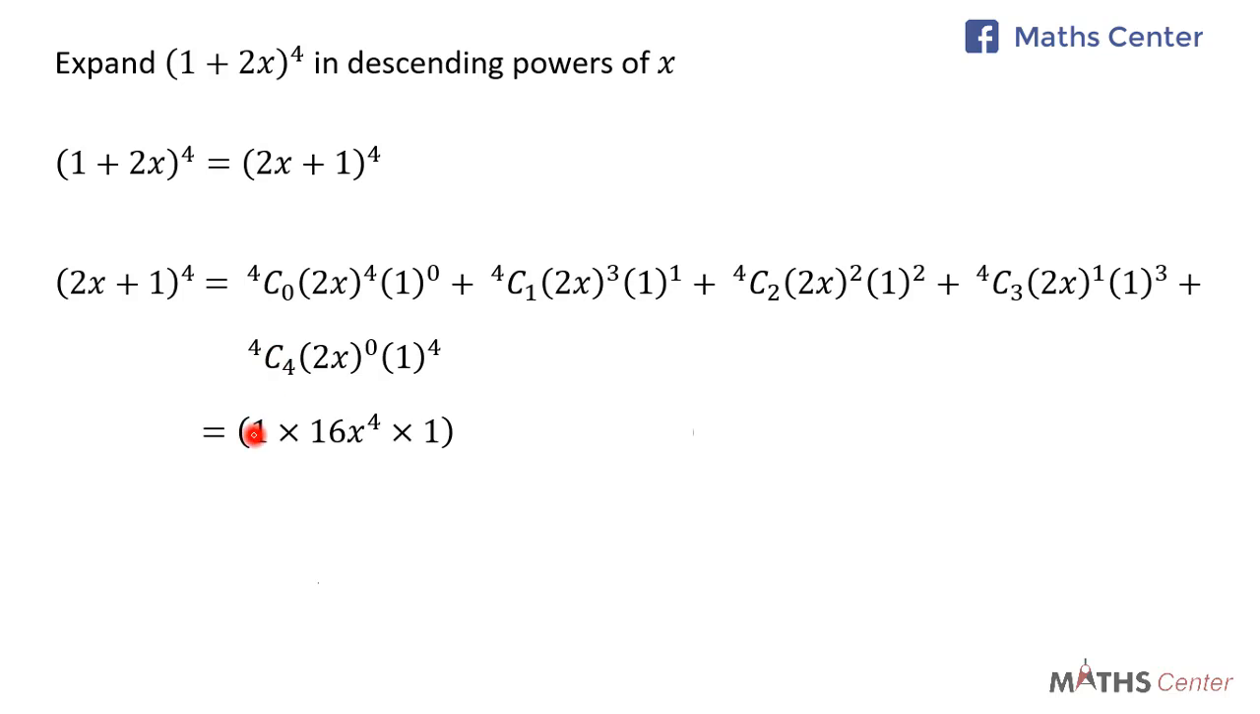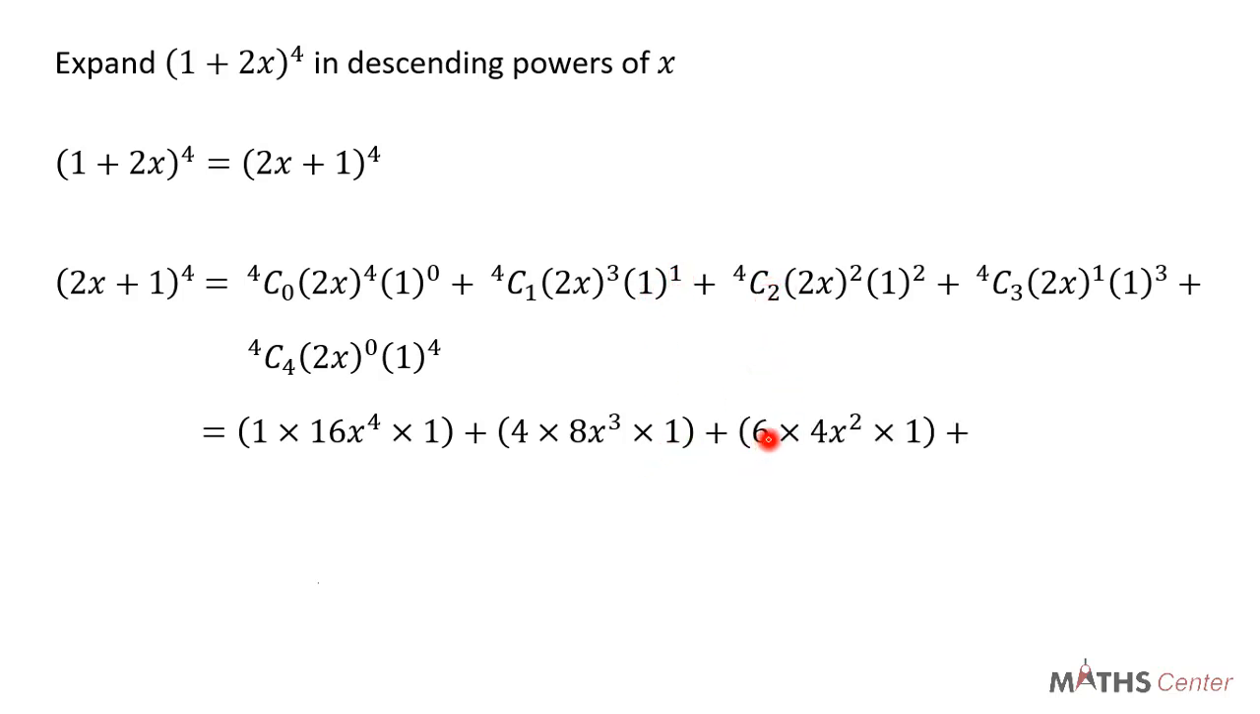4 combination 0 is 1, 2x exponent 4 is 16x exponent 4, 1 exponent 0 is 1. 4 combination 1 is 4, 2x cubed is 8x cubed, 1 exponent 1 is 1. 4 combination 2 is 6, 2x squared is 4x squared, 1 squared is 1. 4 combination 3 is 4, 2x exponent 1 is 2x, 1 exponent 3 is 1. 4 combination 4 is 1, 2x exponent 0 is 1, and then 1 exponent 4 is also 1.